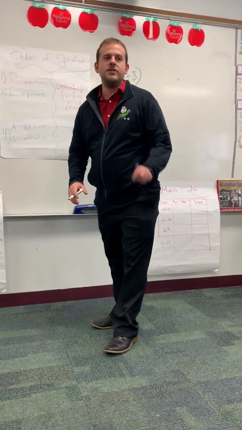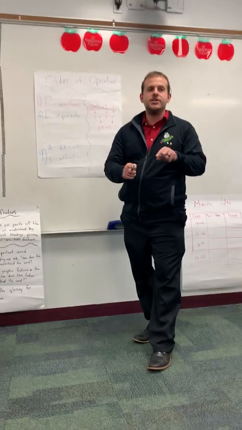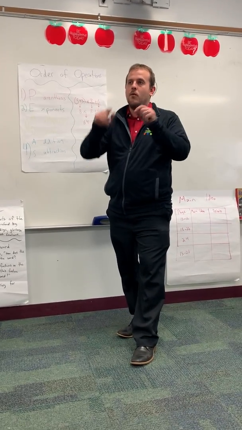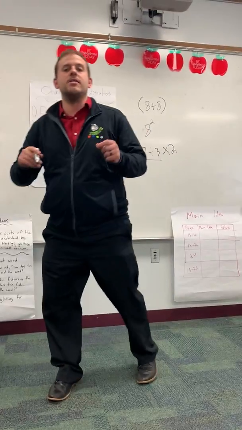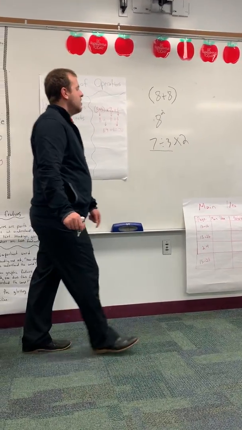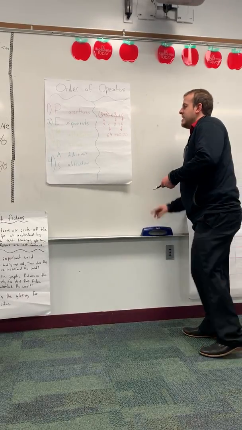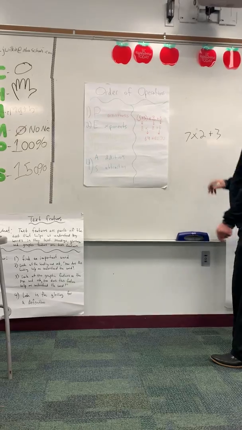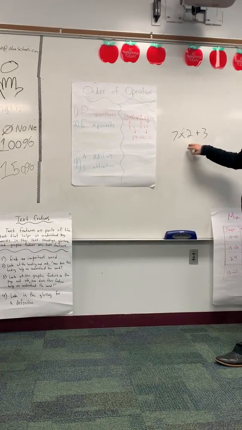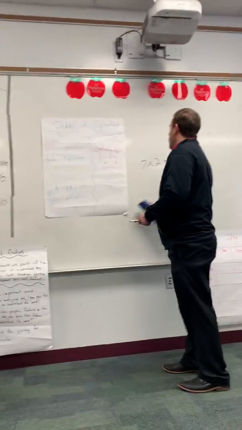And then number 4, these two are kind of similar. Addition and subtraction. Also, addition and subtraction are equal. They're not one higher than the other. All right? So addition and subtraction come last. So if we go back here, let me erase these real quick. If you see a problem like this, 7 times 2 plus 3, you do the multiplication first, and then you add, okay? All right, so those are the order we do things.